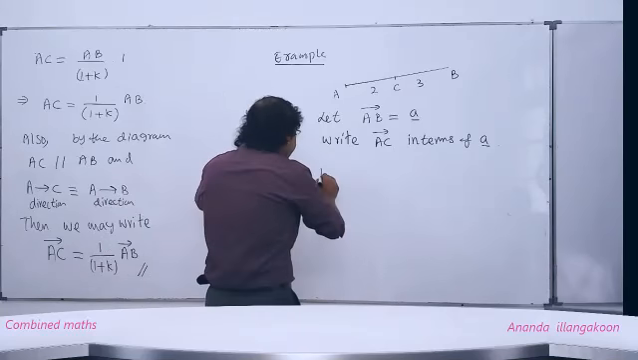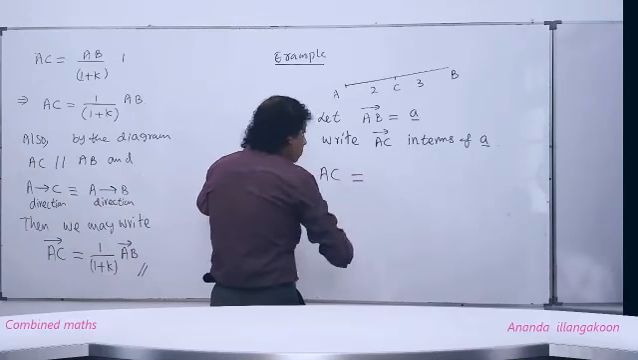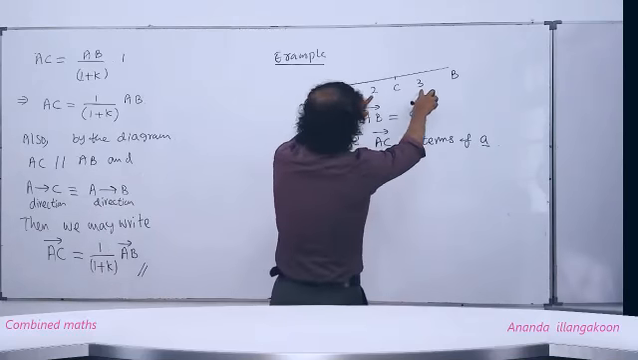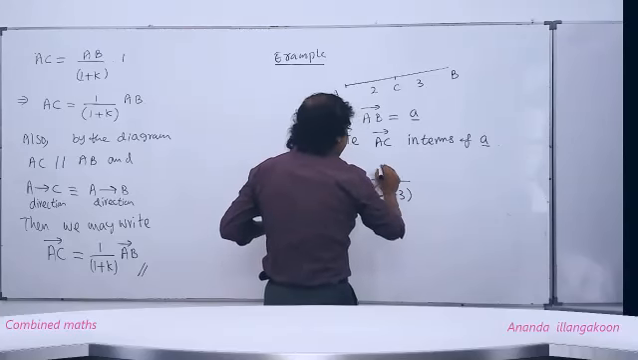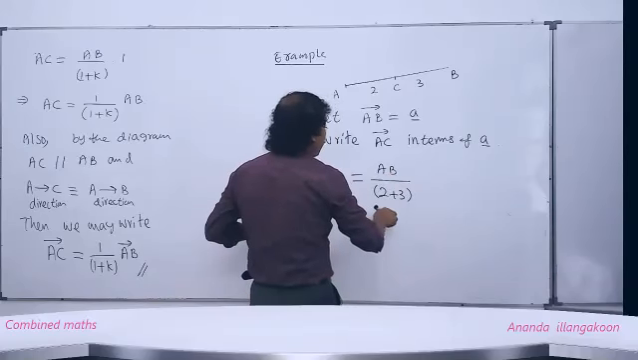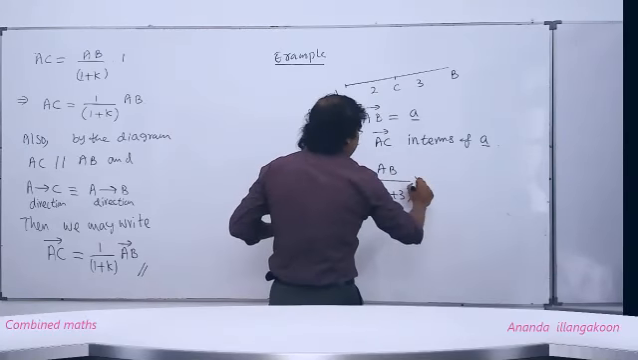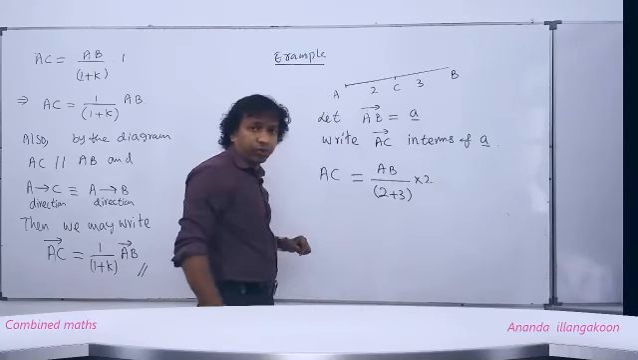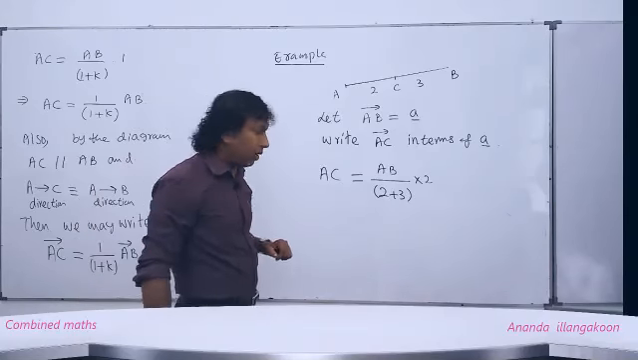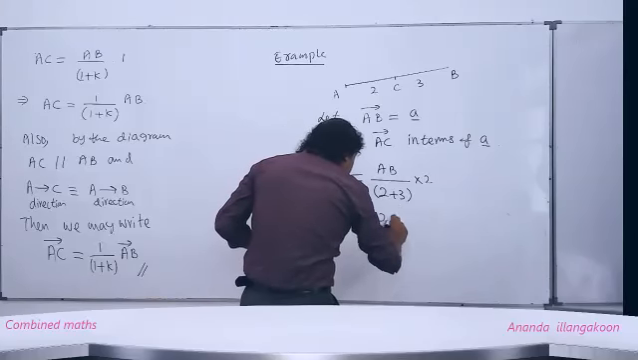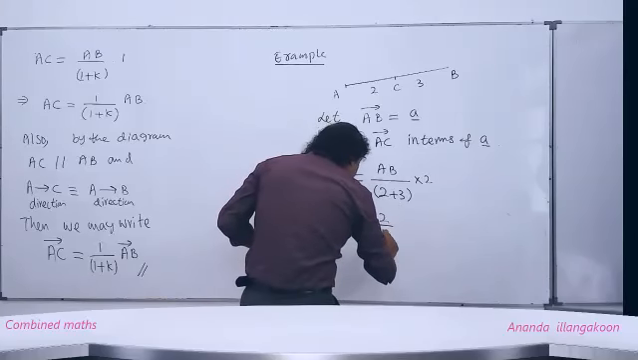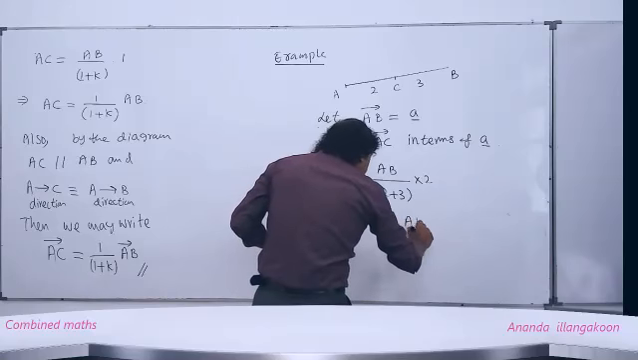AC length is equal to, add the ratios. Right, 2, 3, when you add 2 plus 3 comes in. Divide AB length by the sum of the ratios. And to take this AC, multiply by the relevant corresponding ratio figure, 2. Understood? Yeah. Then we get what, people? AC is equal to 2 divided by 5 AB.